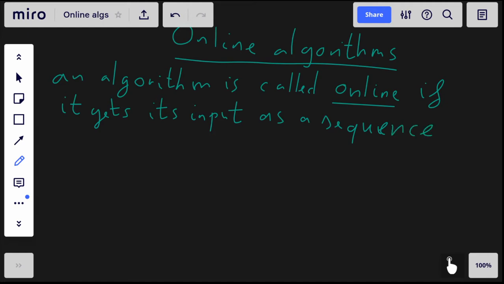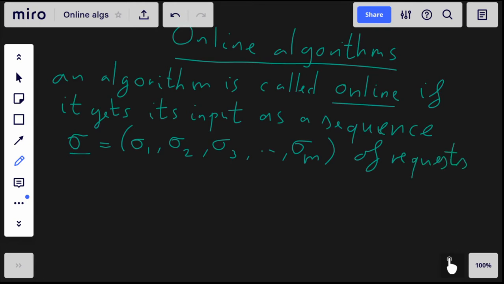The sequence, and the input is usually denoted by the Greek letter sigma, and the parts of the input are just indexed by numbers. So this means that the input is a vector of several requests. So we get the first part of the input, and after some time we get the second part of the input, and then after some other time we get the third part of the input, and so on.